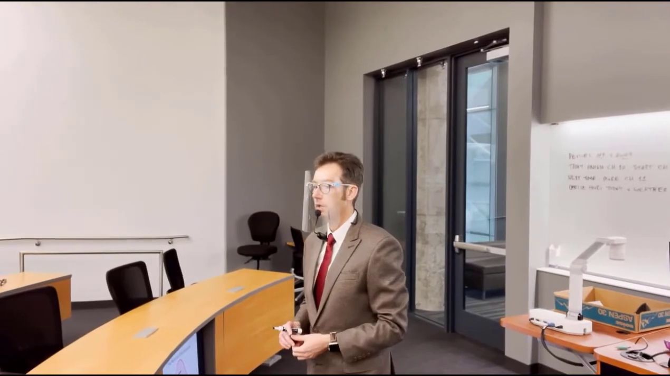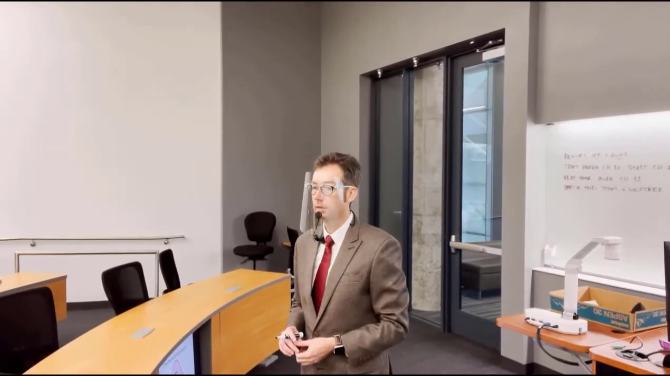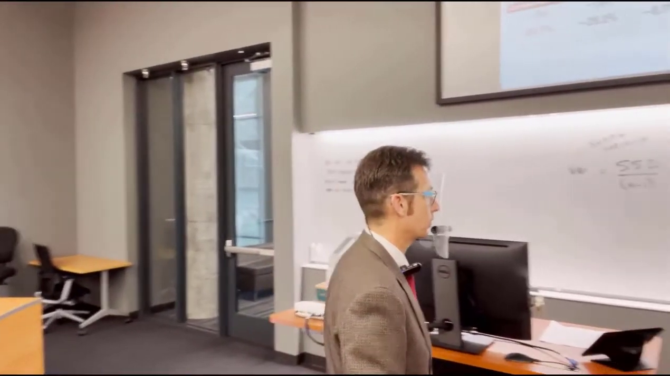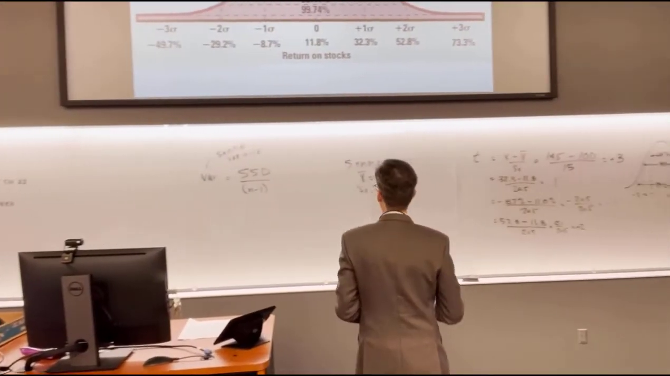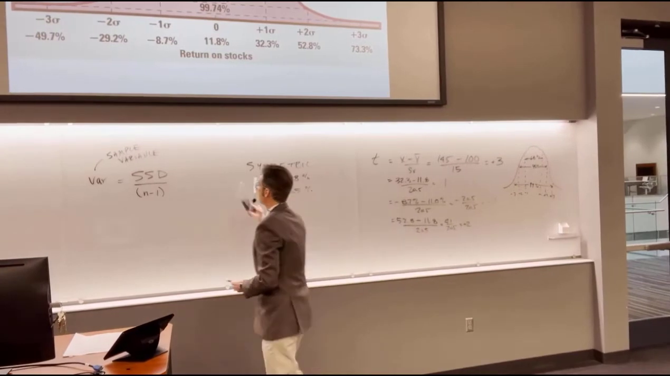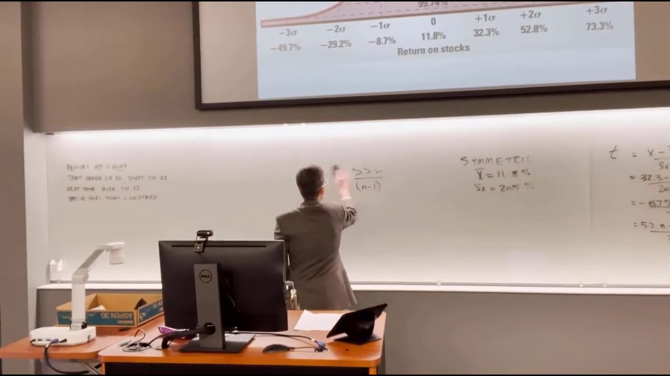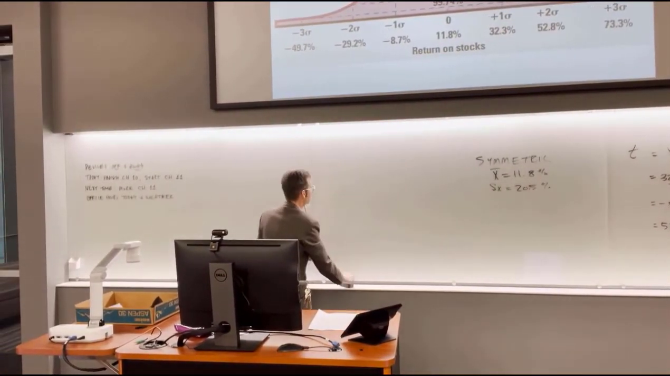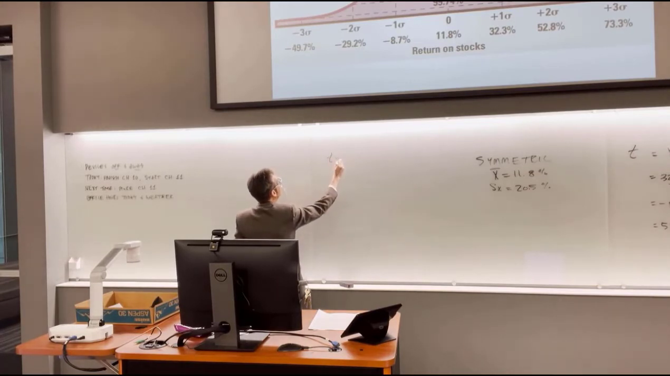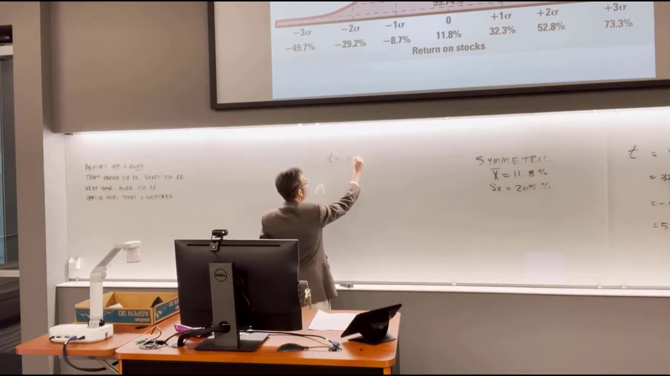Okay, now, what if I say, what is the probability I will not lose more than 8.7%? What is the probability I won't lose more than 8.7%? The first thing I want you to know is that lose is negative. Does that make sense?